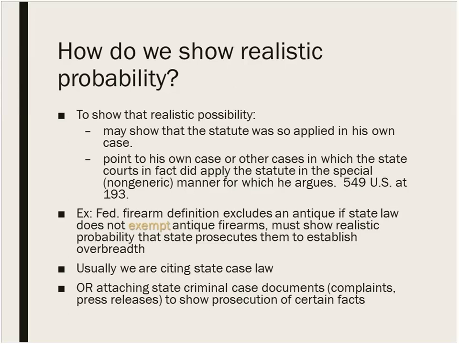The Supreme Court gives an example of this in Moncrief. Moncrief is a case relating to marijuana, but the realistic probability example they give is related to the federal firearms definition, and it has to do with antique firearms. And if your state law doesn't exempt antique firearms, you must show a realistic probability that the state prosecutes them to establish that it's overbroad, right? You can't just say maybe somebody could be prosecuted for an antique firearm. I don't know, it looks like that from the statute. You have to show that it's actually done.